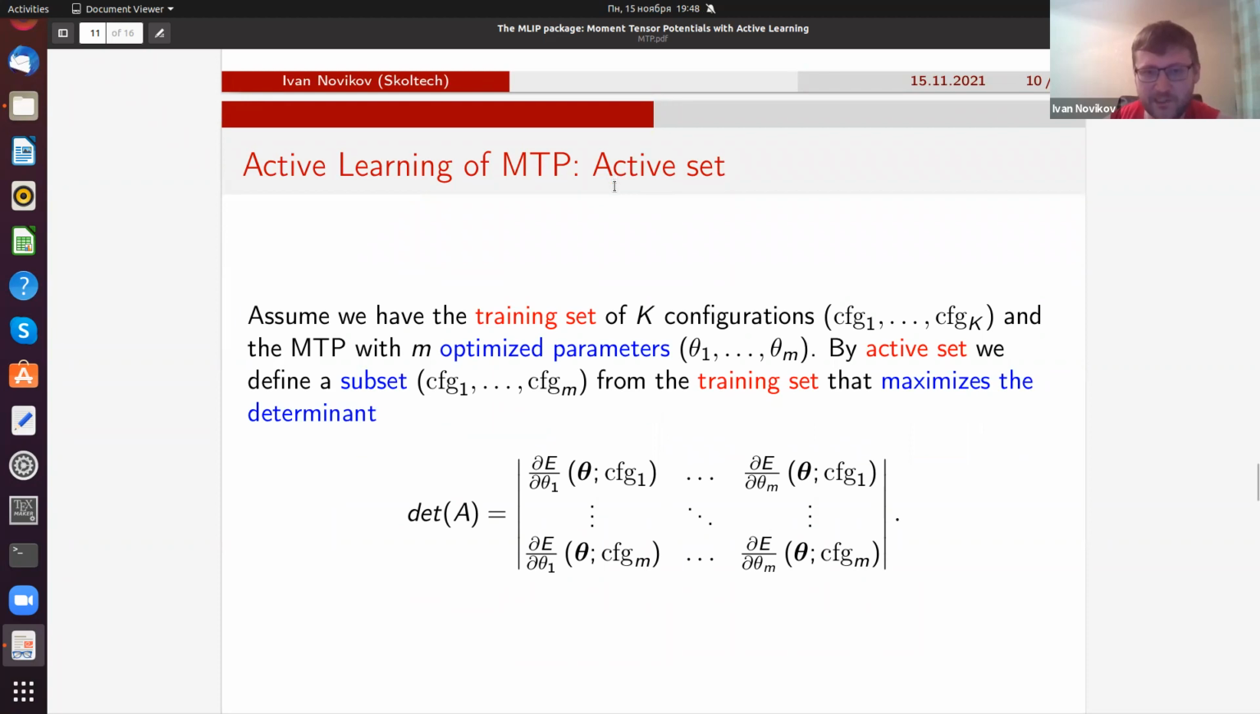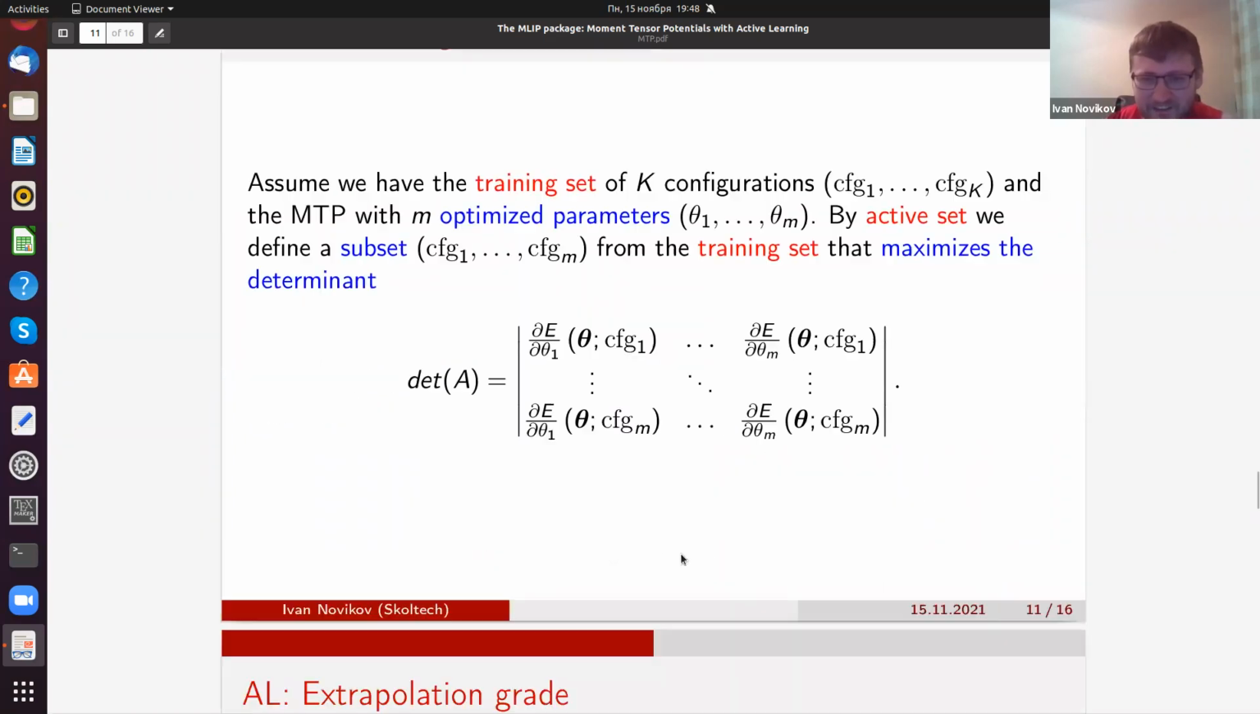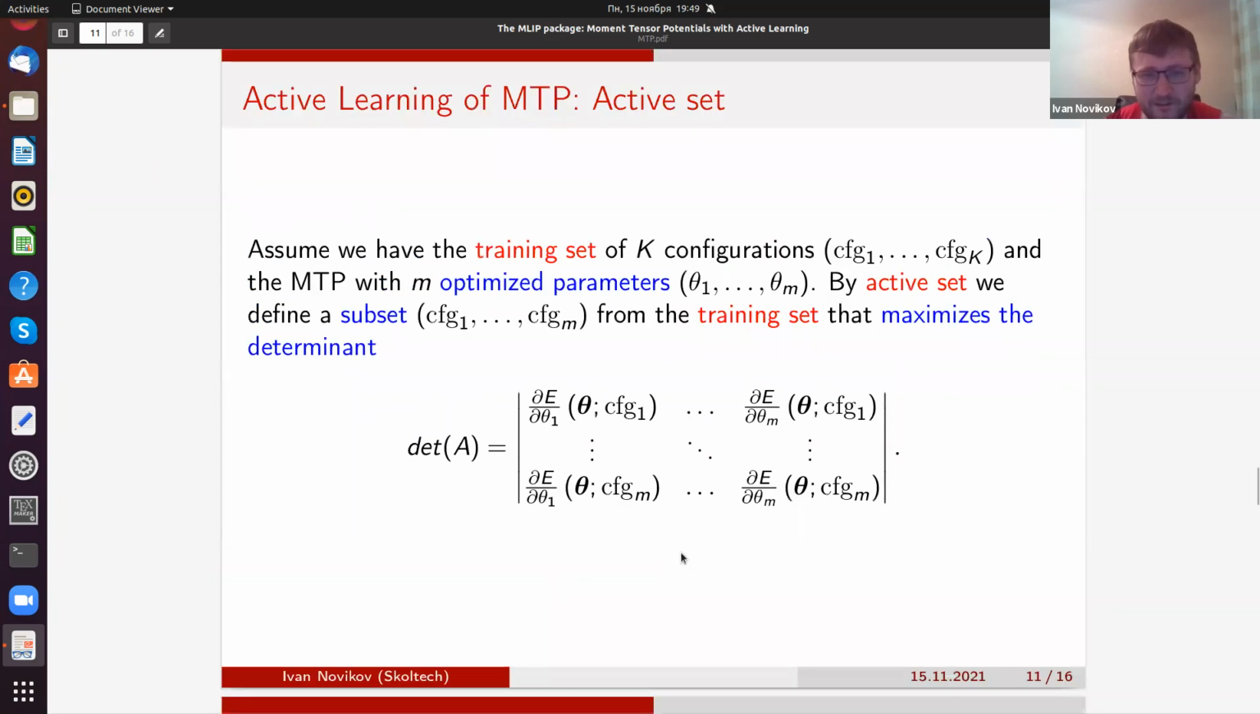Let's introduce some concepts. The first concept is the active set. So imagine we have a training set of k configurations and the moment tensor potential with m optimized parameters. So we have an initial training set and an initial moment tensor potential. By active set, we define such a subset of m configurations from the training set that maximizes such a determinant. Here we calculate the energy with respect to MTP parameters, the so-called gradients. So this is the so-called active set. This is the first concept we need.